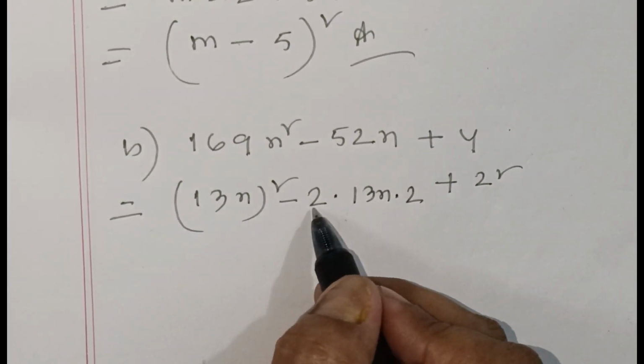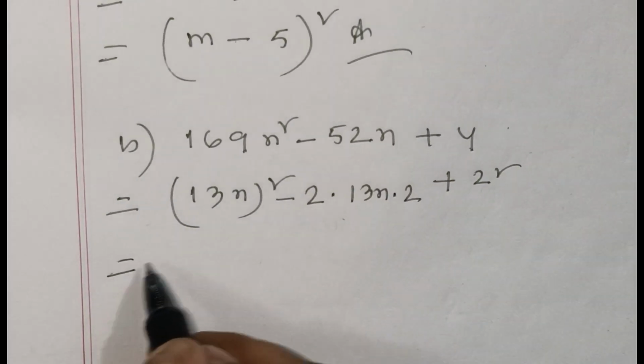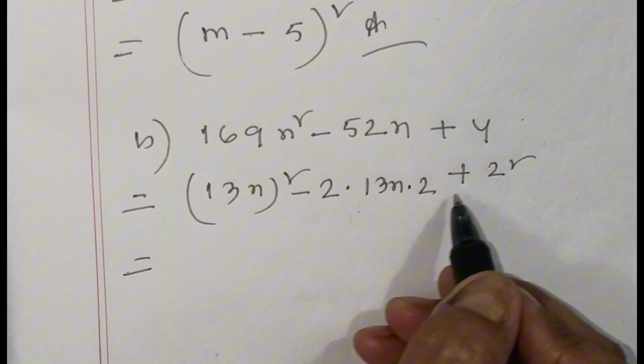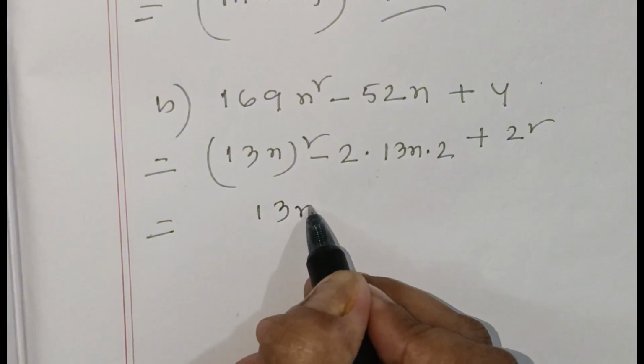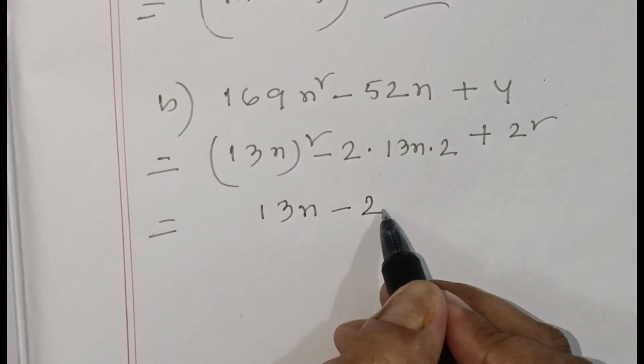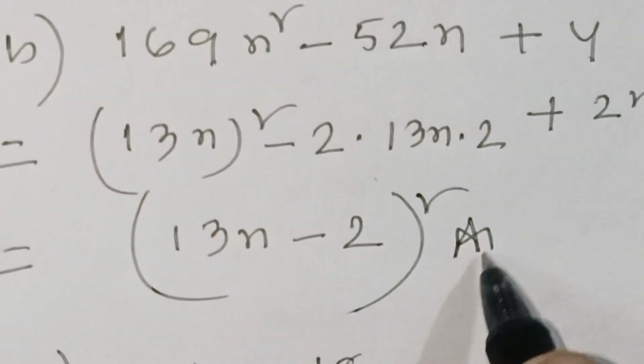13 twos are 26, 26 twos are 52n. So a square minus 2ab plus b square, the formula is a minus b whole square. So a means 13n and b means 2. That's it. A minus b whole square. This is the answer.